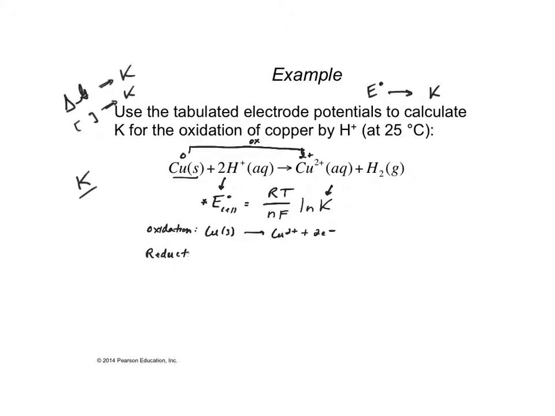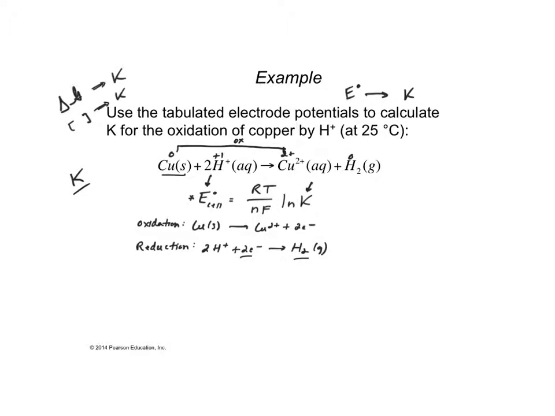And then we can write our reduction half reaction correctly. What's being reduced here is hydrogen, which has a +1 going to a 0. So for the balanced one, we've got 2 H+ plus 2 electrons going to H2. We have 1 hydrogen going from +1 to 0, but 2 hydrogens overall, because there are 2 hydrogens in H2. So because of that, we get 2 electrons for this balanced half reaction.